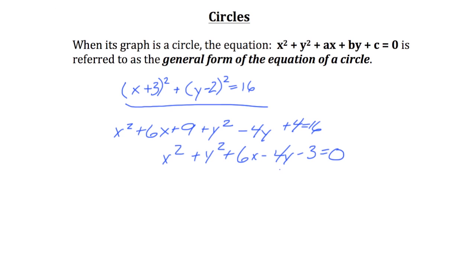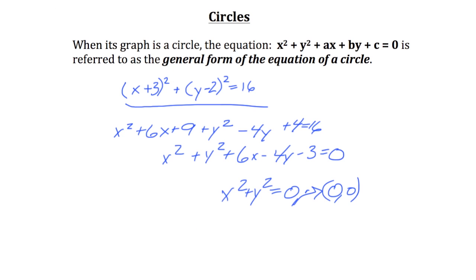It can be shown that any equation of the form x² + y² + ax + by + c = 0 has a graph that is a circle or a point or has no graph at all. For example, the graph of the equation x² + y² = 0 is the single point (0, 0). The equation x² + y² + 5 = 0, or x² + y² = −5, has no graph because sums of squares of real numbers are never negative.